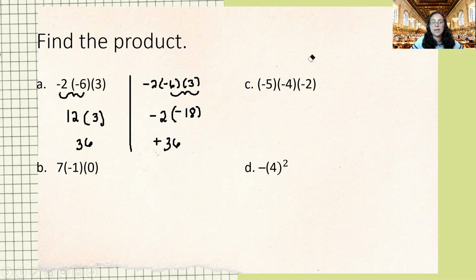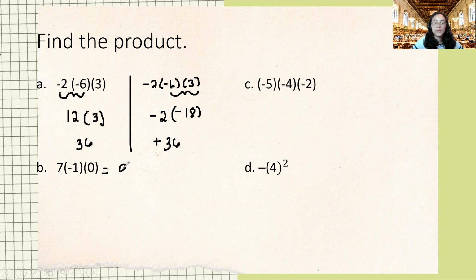Okay. So for B, I have 7 times -1 times 0. Now, if you are a clever algebra student, you can probably say, well, I see that there's a 0, so it doesn't matter what I multiply it, because it's just going to be 0. You can just write 0 and move on to the next example.